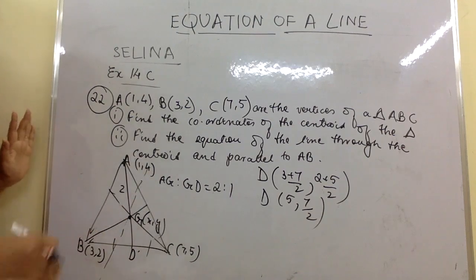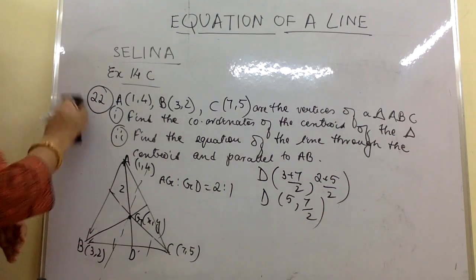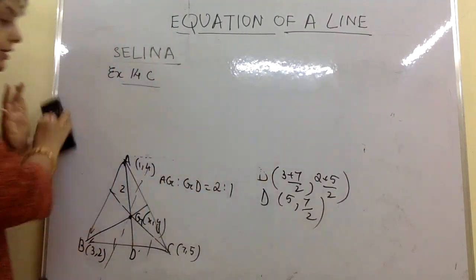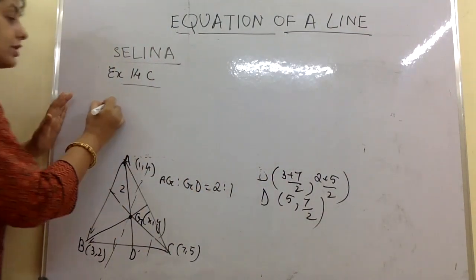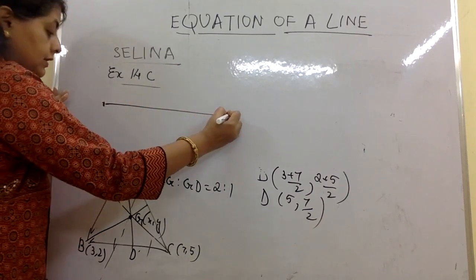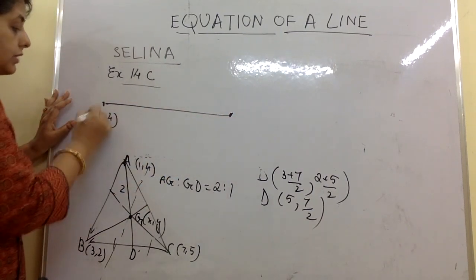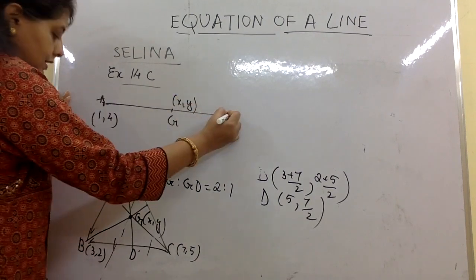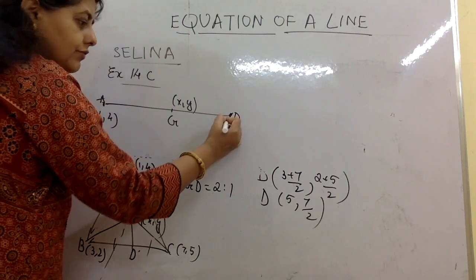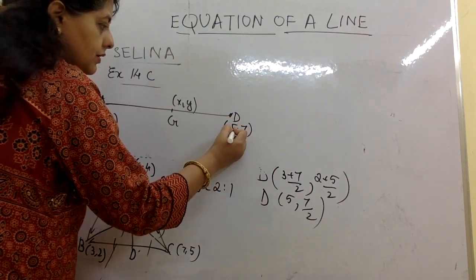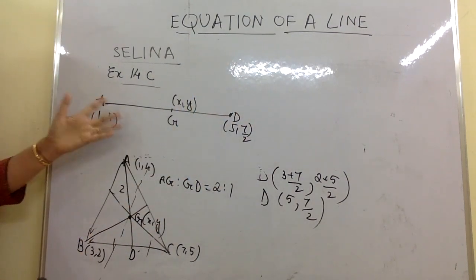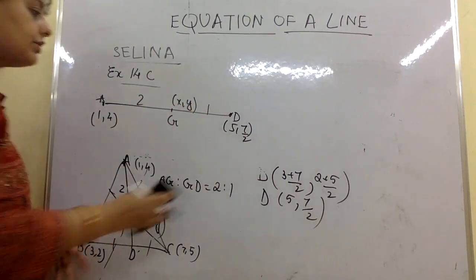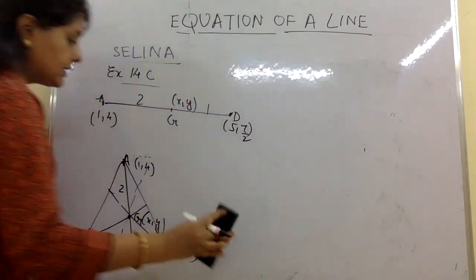Now the best way to do this is to draw it separately so that you don't get any mistakes. So what I will do here is draw that, and A will be 1 comma 4, and here will be G, which will be x comma y, and here will be D, which is going to be 5 comma 7 by 2. Now it's very easy. This side is 2, this side is 1. Let me find x and y.